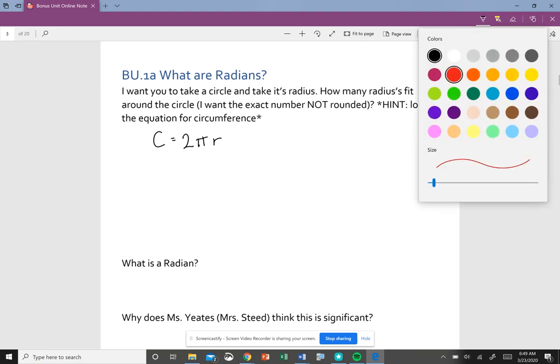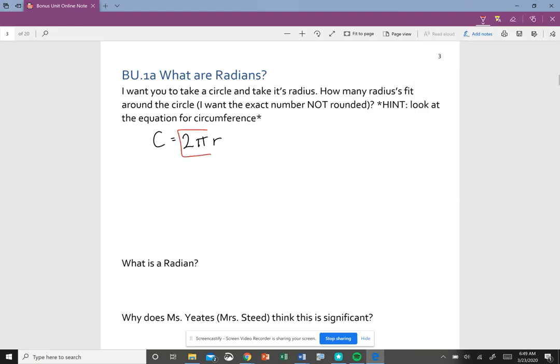notice this. There are exactly 2 pi radiuses in the circumference. So there's just 2 pi of them. So if we actually look at a circle, let me get my little pretty shape and draw a circle, and it's going to be terrible. It's going to be fine.